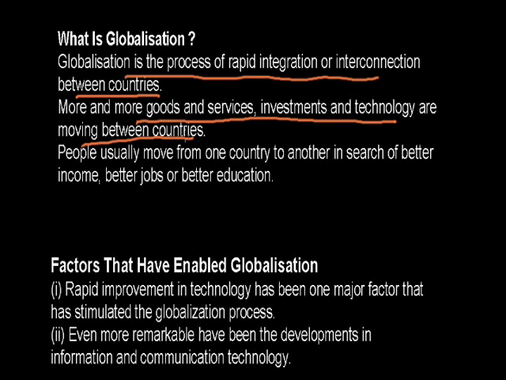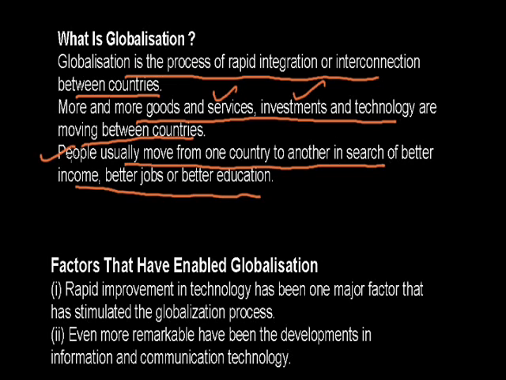And one more thing is people usually move from one country to another in search of better income, better jobs or better education. Globalization has got three phases. The first one is the movement of goods and services. The second one is the movement of investment, and the third one is the movement of people.